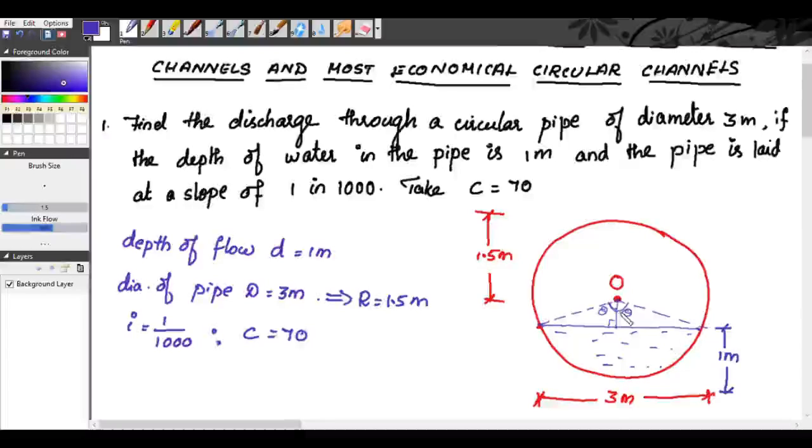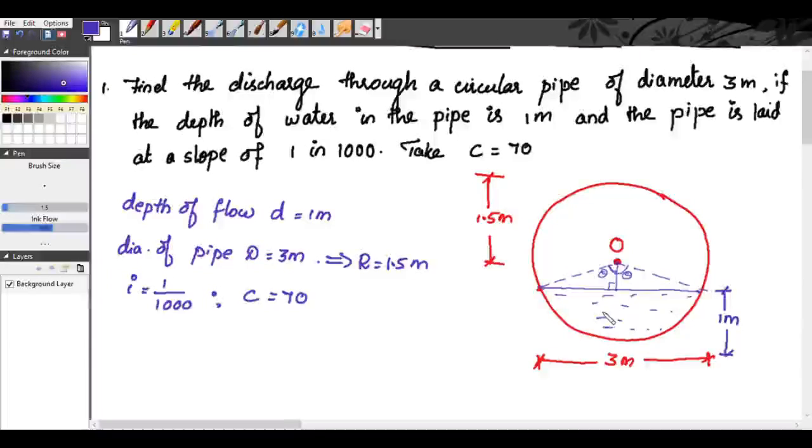Now what is the wetted perimeter? See this distance, this is our wetted perimeter. So the wetted perimeter will be equal to, the radius is r and the angle subtended by the wetted perimeter is 2 theta, so r multiplied by 2 theta. So we get 2r theta.